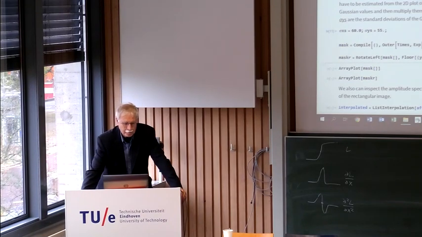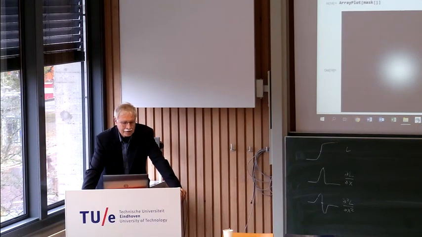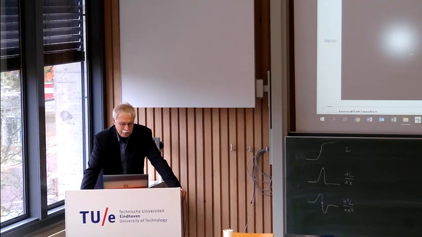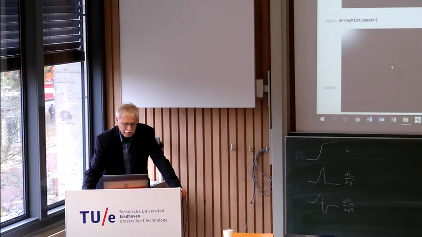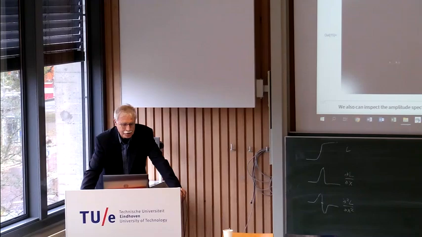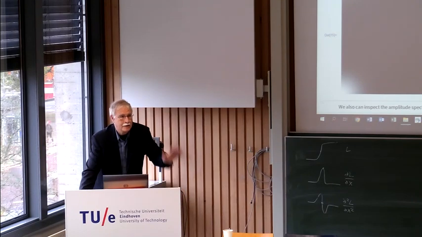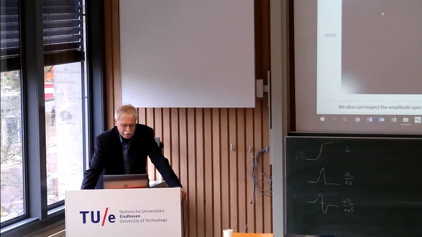It looks a little bit complex that I use Compile here, but it's a clever way of doing it fast. Let's make an array plot of the mask. So this is my Gaussian mask. Now I want to apply this in the Fourier transform. If I now move the mask to the corners, I have the mask here in the corners. It's exactly the same, but shifted over half my image width.